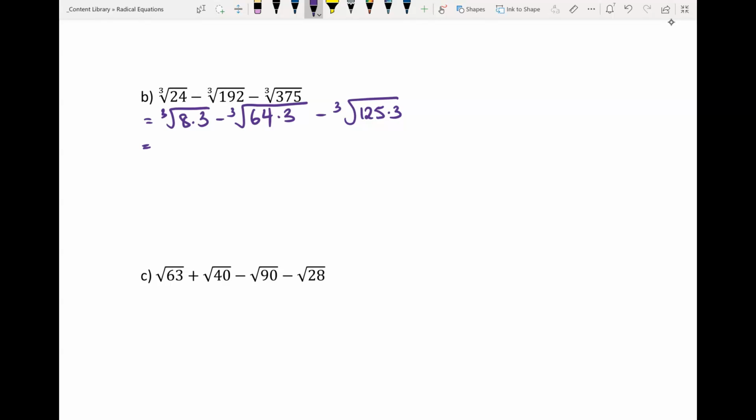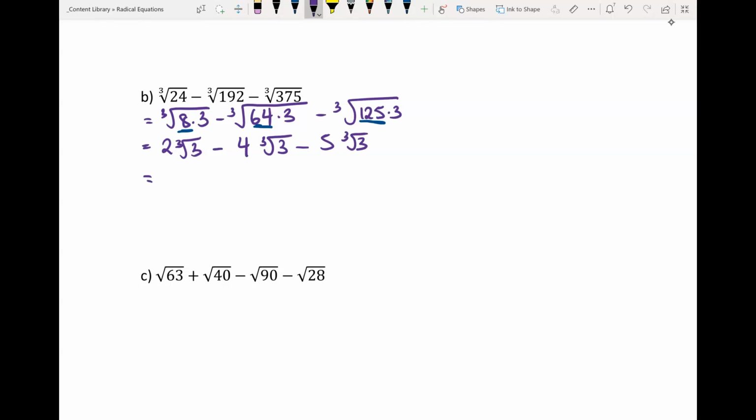Okay, now I'm going to simplify this. So these are the ones I'm going to take out because they are perfect cubes. So the cube root of 8 is 2, and I'm left with the third root of 3. Taking out 64 will give us 4. We're left with cube root of 3. And lastly, the cube root of 125 is 5, and then we're left with cube root of 3. So our like term is the cube root of 3.